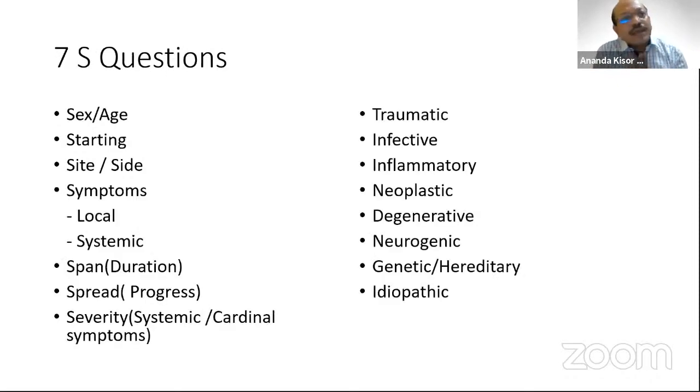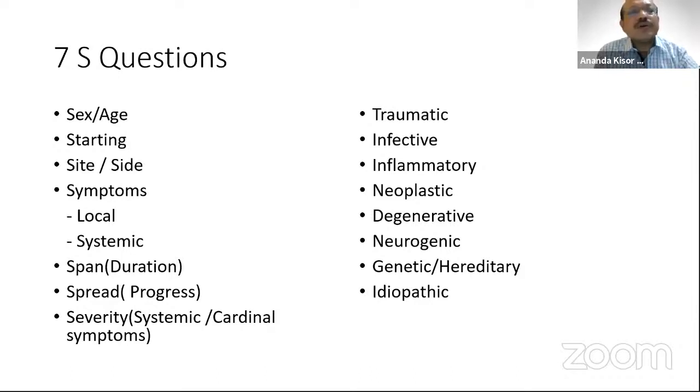I'm going to highlight these 7 S questions. Even in a very busy orthopedic OPD scenario, if these specific S questions are asked, you can easily categorize the disease. The first S is sex or age. Next is the starting of the disease. Starting means it may be an acute disease or a chronic disease. A traumatic disease is always acute. Suppose there is an infective disease, like a tubercular infection, it is always a chronic disease.